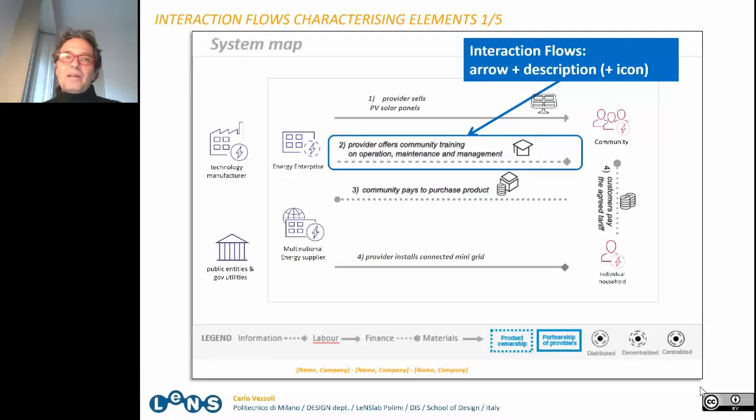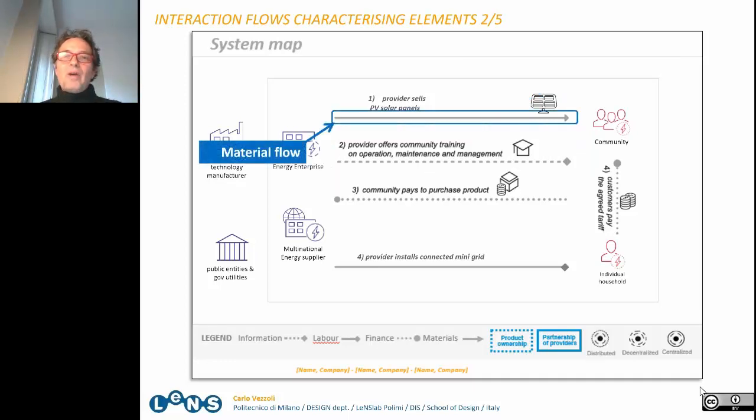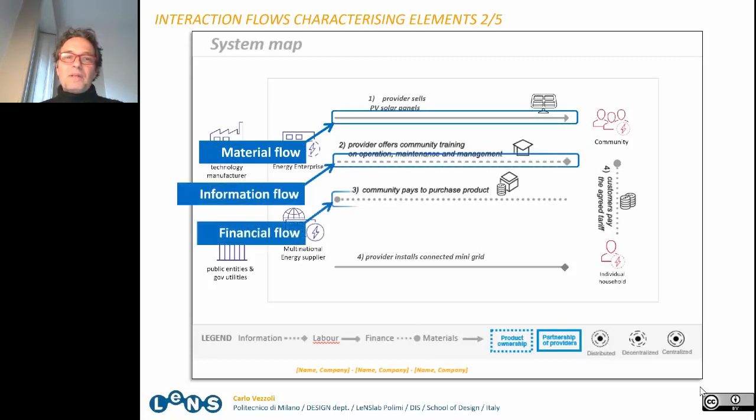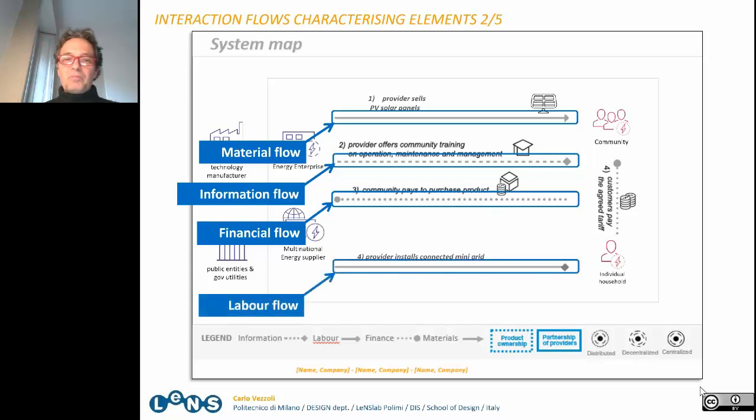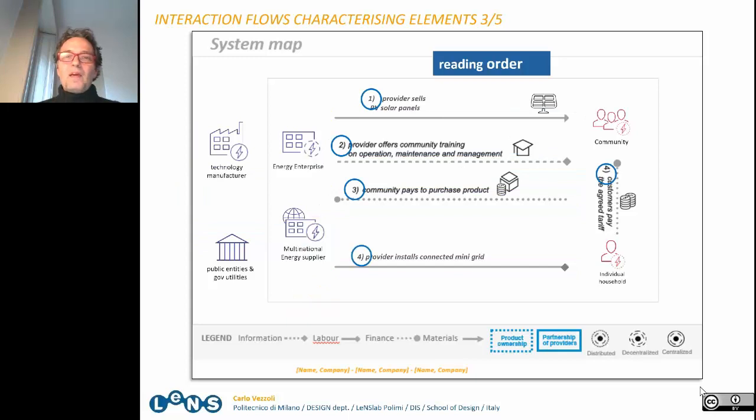The other elements are the interaction flows, and the interaction flows are described by an arrow, as well as a textual description, and eventually with an icon. We have material flow that is described in this way, information flows, financial flows, and labor flow. And we have a legend that reminds us how they are characterized. Another element that we add is the reading order, so which are the flows that happen in our system before the others.